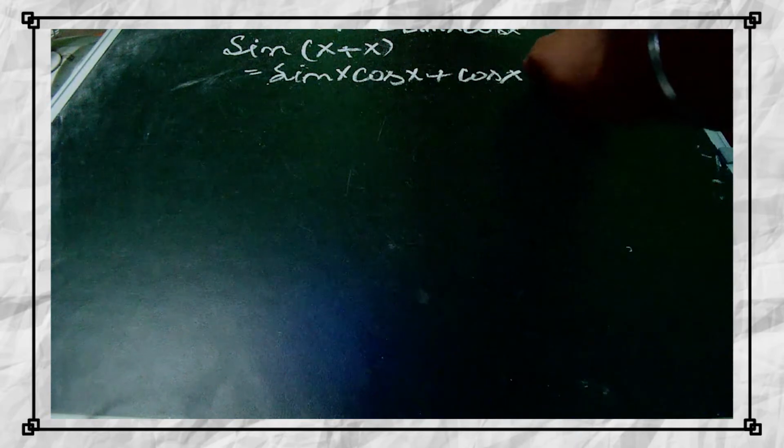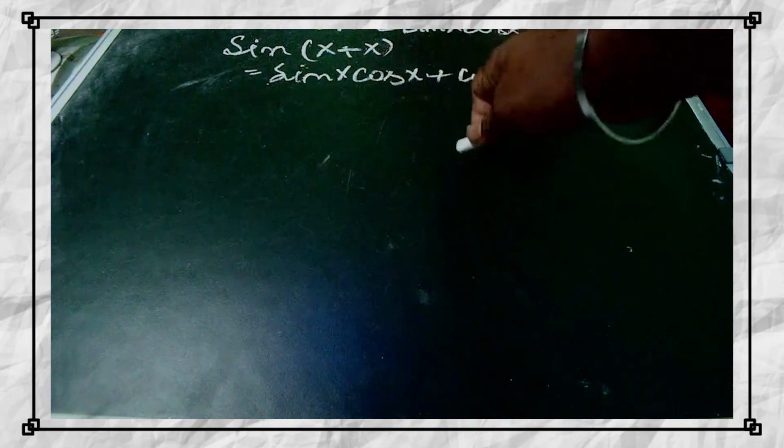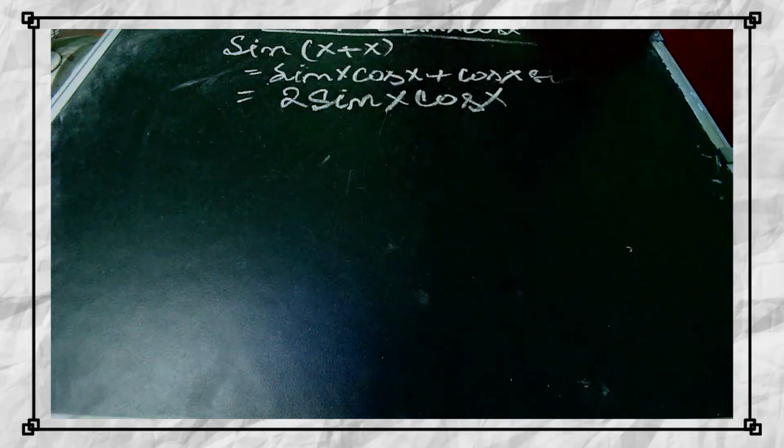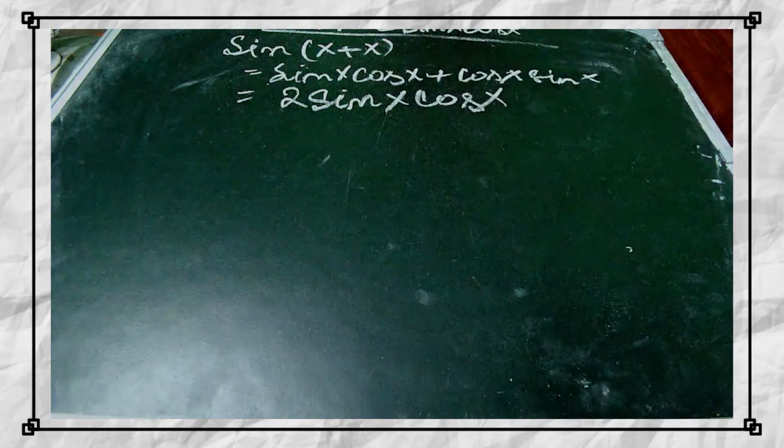Now how is this formula derived? Sine of 2x we can write as sine of x plus x. So we will apply the formula of sine of a plus b, which is equal to sine of a into cos of b plus cos of a into sine of b. So sine of x plus x is equal to sine of x into cos of x plus cos of x into sine of x, which will be equal to 2 sine of x into cos of x. So this is the derivation of the formula sine of 2x equals 2 sine x into cos x.